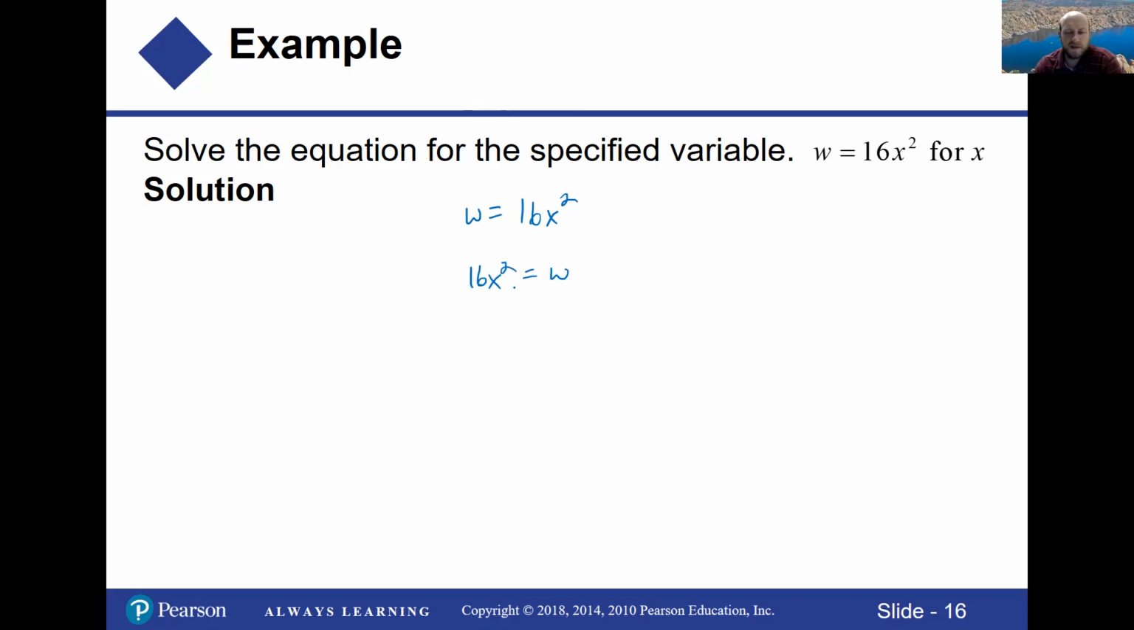But what I need to do here is, again, I want to solve for x, so I need to get the x squared term alone. So I can't have any coefficient out here. So what I do is I divide both sides by 16. So I have x squared equals w over 16.